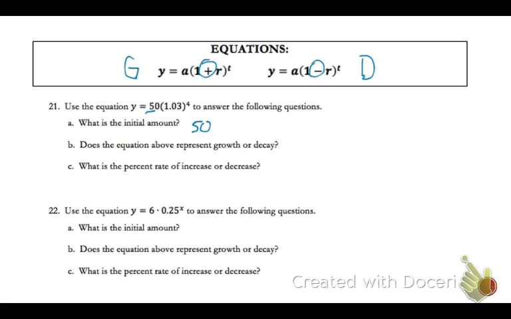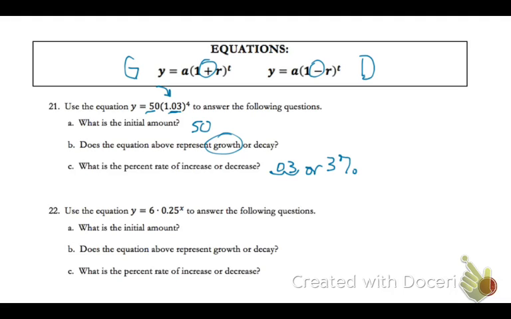Now, does the equation represent growth or decay? You're going to have to analyze this number that's being raised to the power. If the number is greater than 1, you have a situation of growth because you have a certain rate that's being added on to the original amount. So this is growth. And then what is the percent rate of increase or decrease? Well, that's simply going to be this decimal portion. And so it's 0.03, or if we move the decimal 2 places to the right, as a percentage, this situation is increasing by 3%.